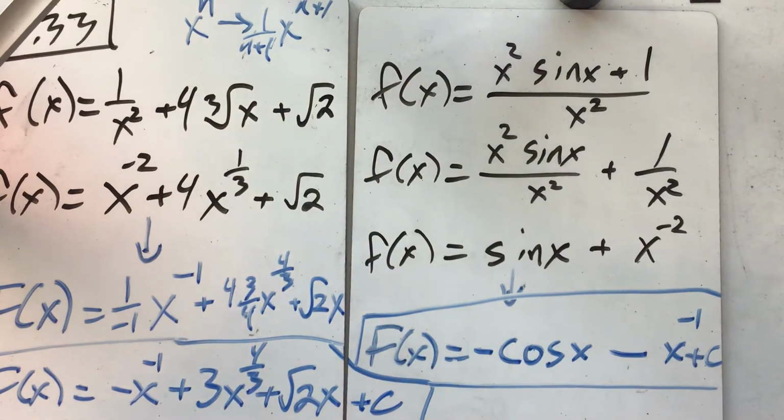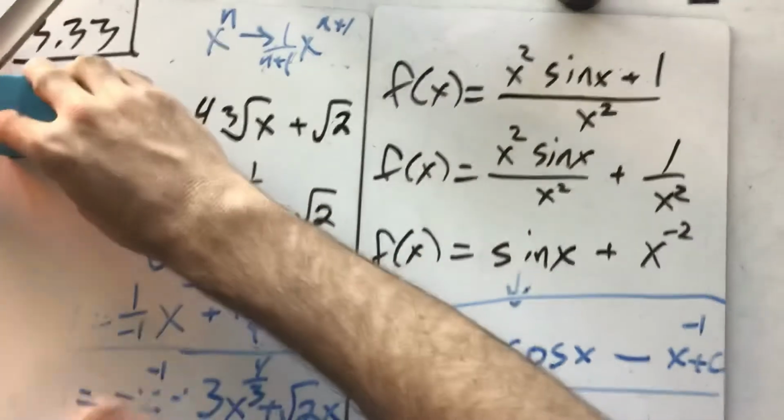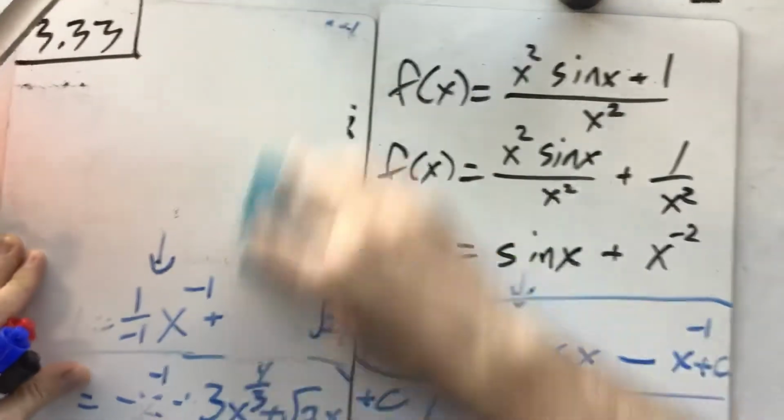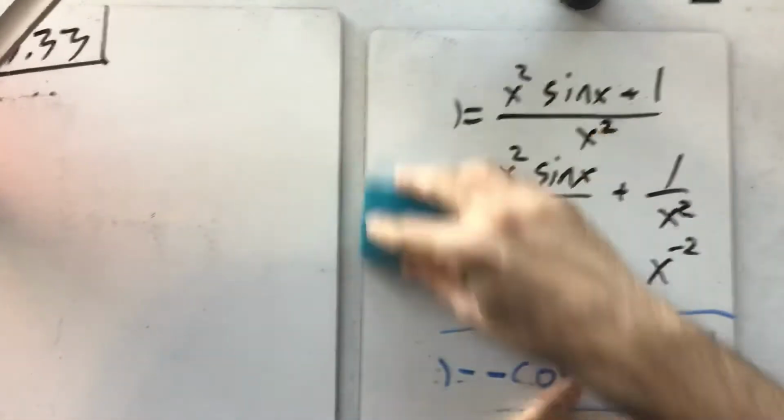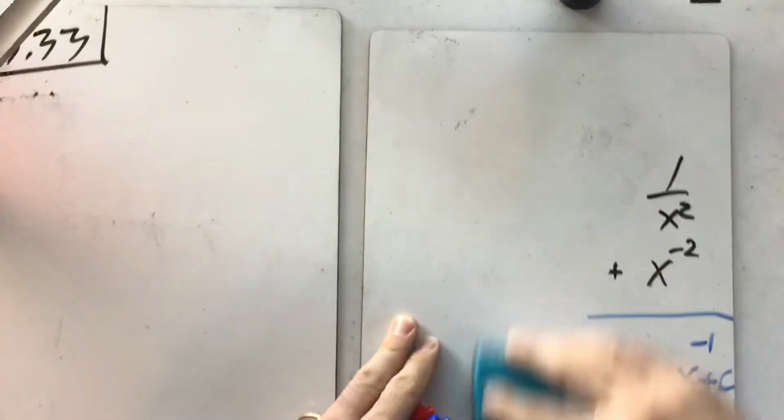Okay, now we're going to talk about the plus c's for just a little bit, because we're going to talk about what happens when we have a plus c in exercise 3.34. So in 3.34, what we're going to do is we're going to keep track of those plus c's, and if you're given just a little bit more information, you can actually figure out what that constant is.